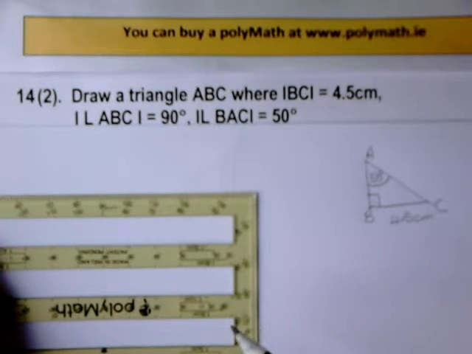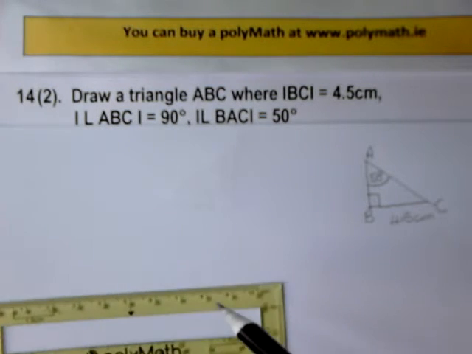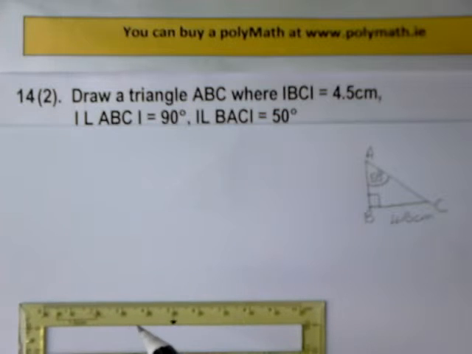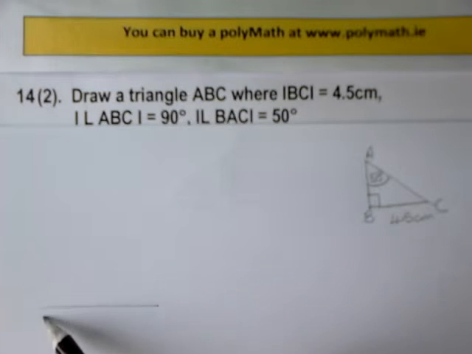So first I'll make BC equal to 4.5 centimeters. I'll mark the point 0 on the ruler, and I'll mark the point 4.5 on the ruler, and I'll join them up. And that's B, and that's C, and the distance between them is 4.5 centimeters.